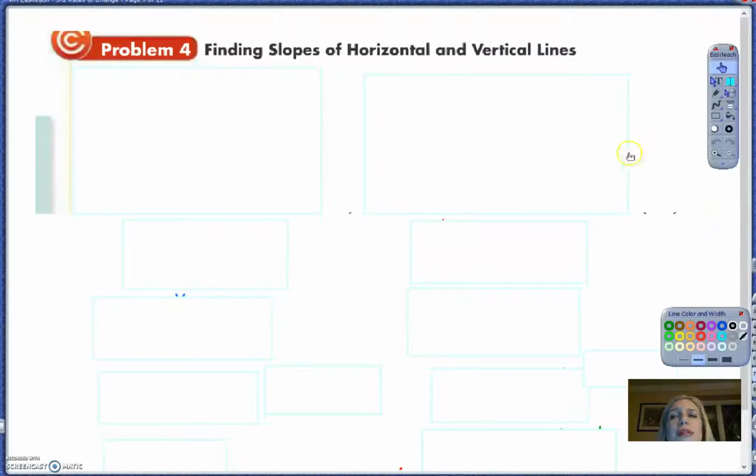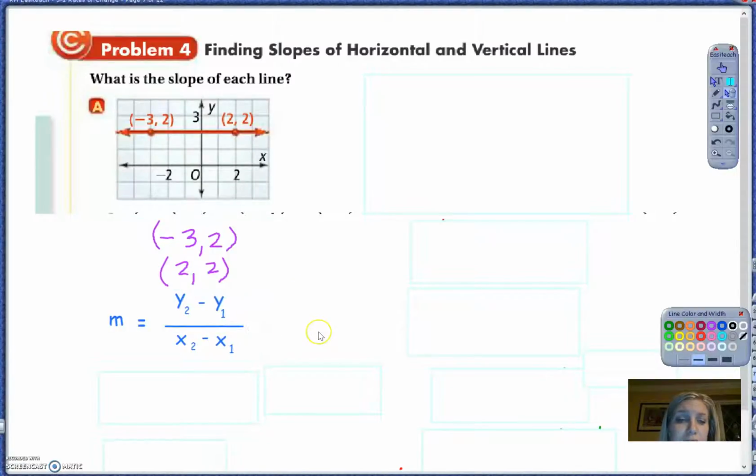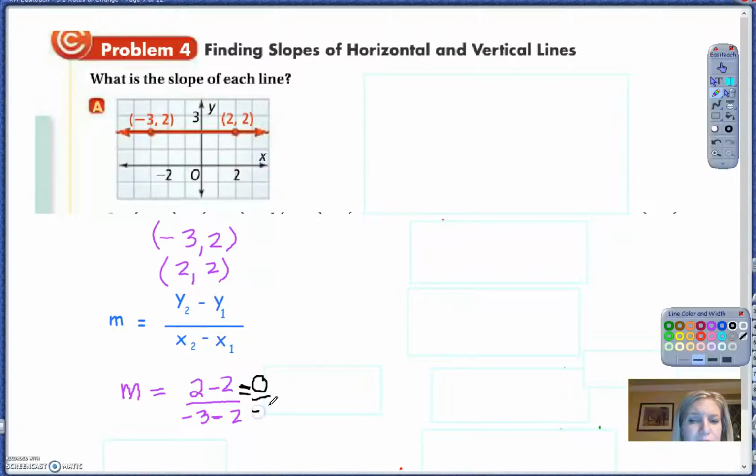Okay, finding slopes of horizontal and vertical lines. So here is a horizontal line. We have the two numbers. We do the same thing. You write your two numbers, plug them into your formula, and then you simplify. Now when you simplify, 2 minus 2 on the top is 0. Over, and when you do negative 3 minus 2, you get negative 5.